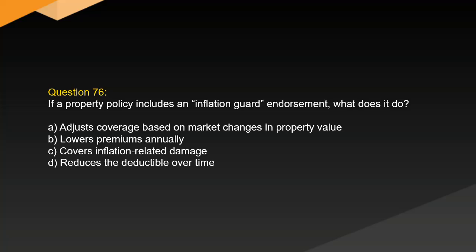Question 76. If a property policy includes an inflation guard endorsement, what does it do? A. Adjusts coverage based on market changes in property value. B. Lowers premiums annually. C. Covers inflation-related damage. D. Reduces the deductible over time.